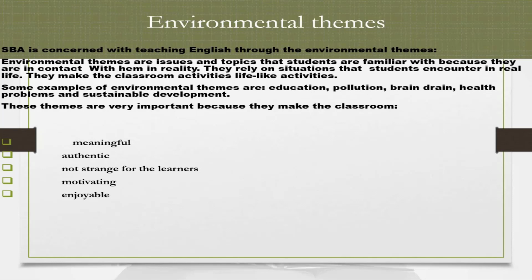The environmental themes are issues and topics that students are familiar with because they are in contact with them in reality. For example, we have pollution, education, brain drain, health problems, and sustainable development. These themes are very important because they make the classroom meaningful.